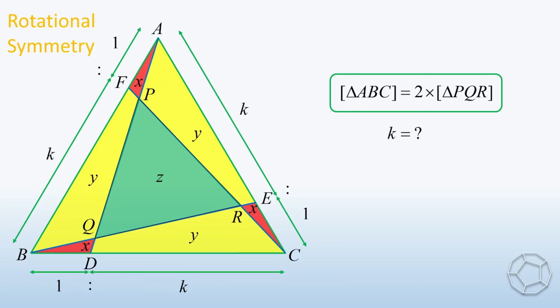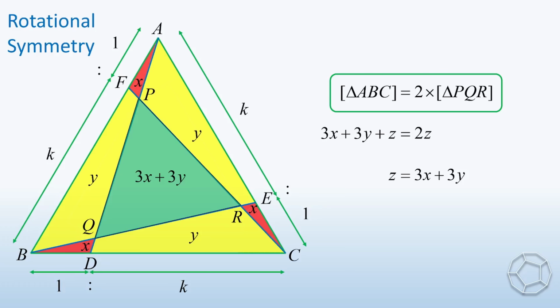Now, we make use of the given condition. The sum of areas of all parts is 3x plus 3y plus z, which is equal to 2 times z. So, z is equal to 3x plus 3y. What other tools can we use?